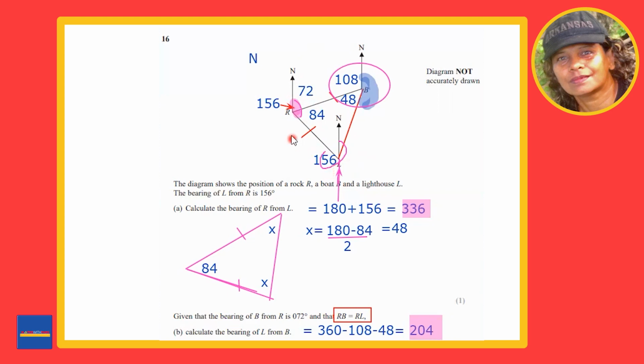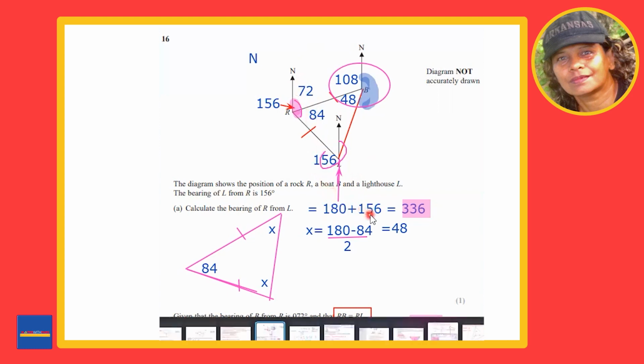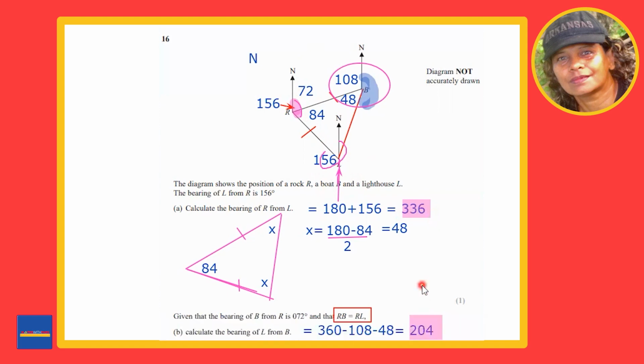And since we're asked to find R from L, we actually have to find this entire angle. Now we know that this part is 180. We know that this part is 156 because these two are alternate angles. So the bearing is 180 plus 156, which is 336. So here we have 336 for part A.